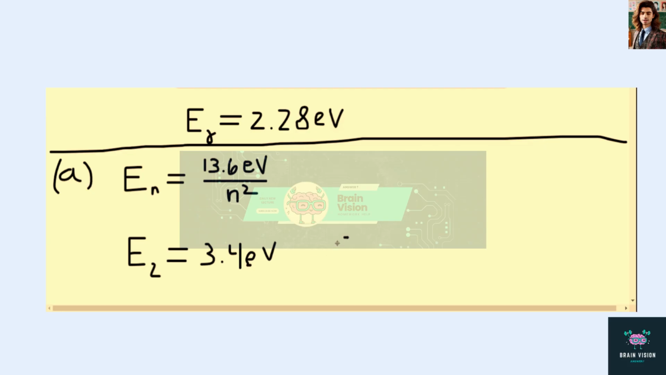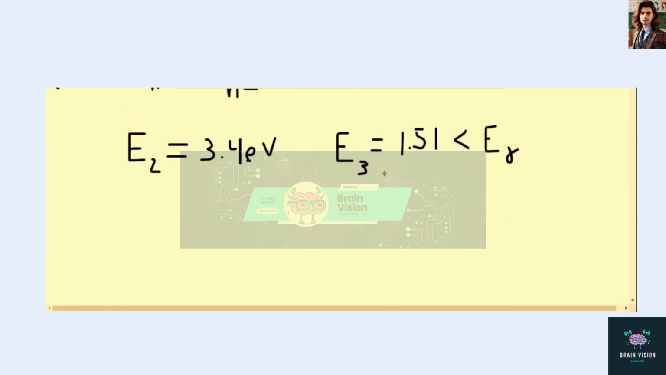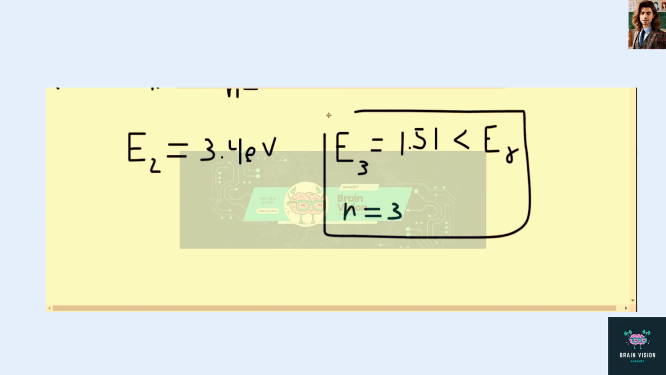Okay, so how about when n equals 3? When n equals 3, we have 13.6 electron volts divided by 3 squared. This gives us 1.51 electron volts. Well, this is less than our E gamma value, 2.28 electron volts. So n equals 3 is the smallest state. So we can say n equals 3 is the answer to part A. Box all of this in as our solution, since that is our proof and our reasoning behind that.